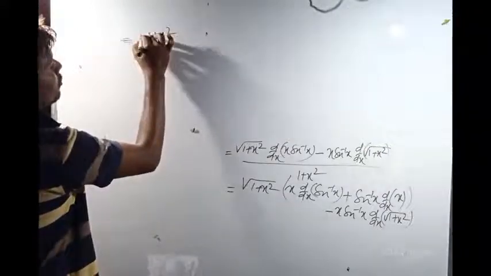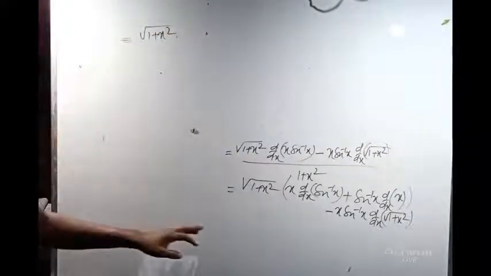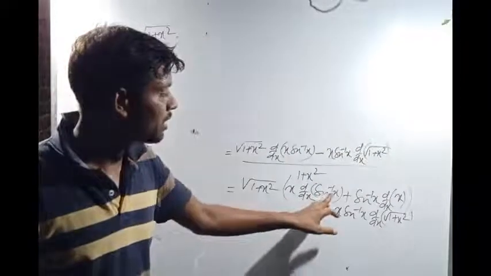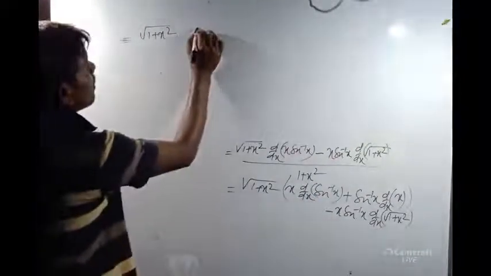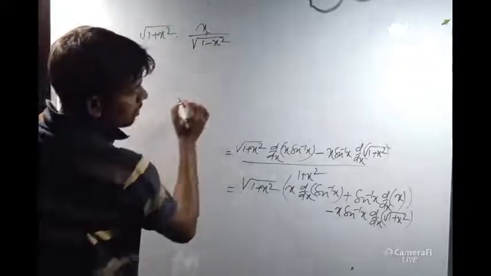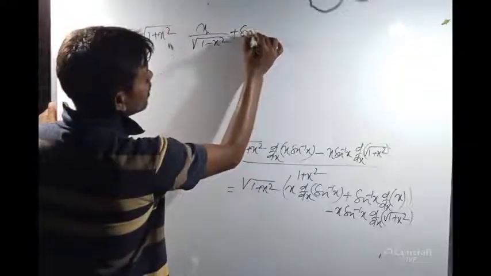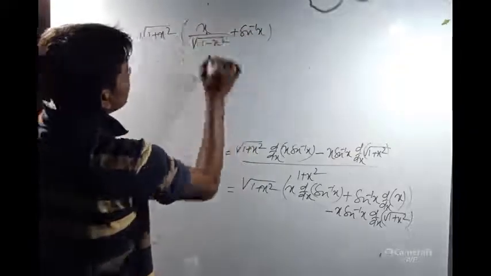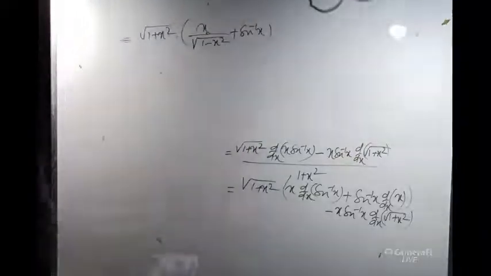Root over of 1 plus x square is here, and the derivative of sin inverse x equals 1 by root over of 1 minus x square, plus here sin inverse x. Okay. Any doubt?